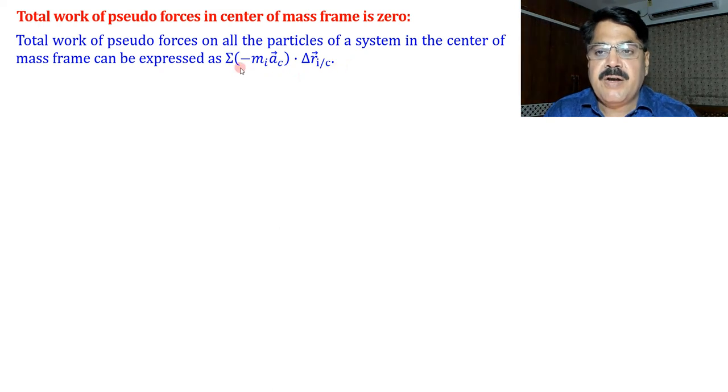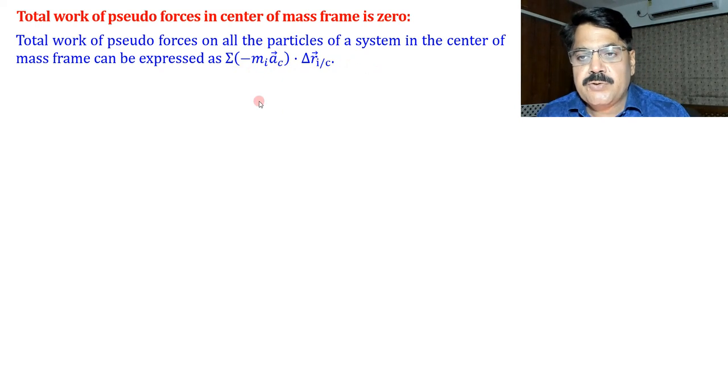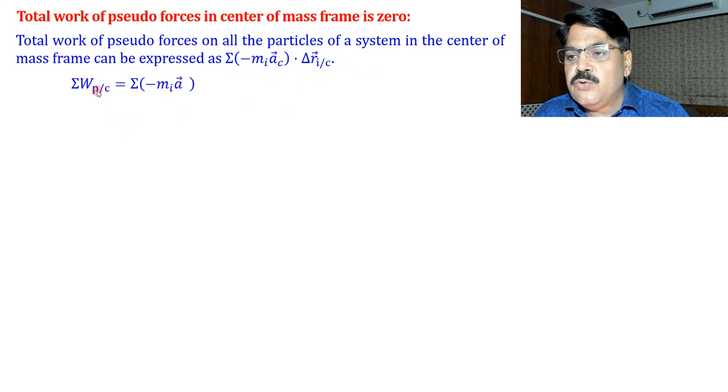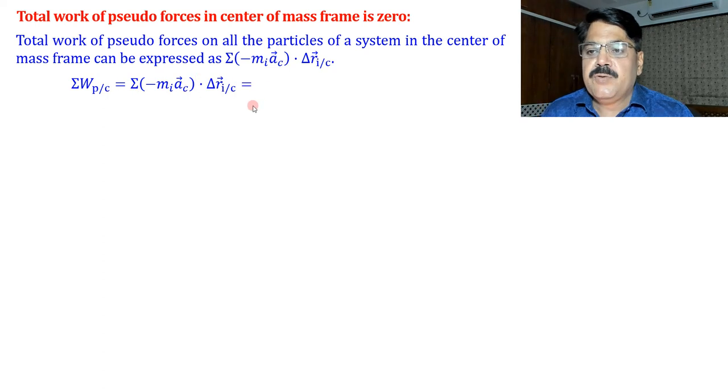So AC we can take outside of the summation and dot product. So what we get here? W_P with respect to C, meaning work done by pseudo forces with respect to the center of mass, is summation of minus m_i AC vector dot r_i with respect to C. So AC we can take outside, and dot product is commutative. So we can write here delta r_i with respect to C dot AC, and AC we can take outside of the summation. So what we get? Summation minus m_i delta r_i with respect to C dot AC.